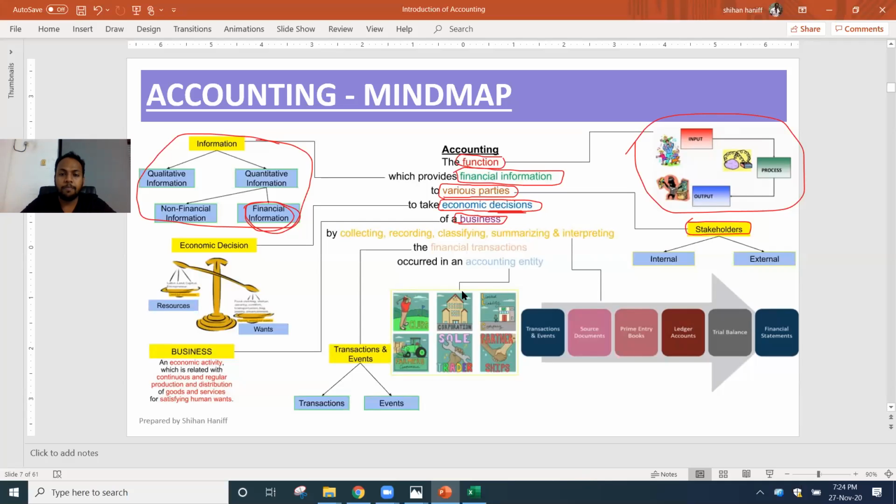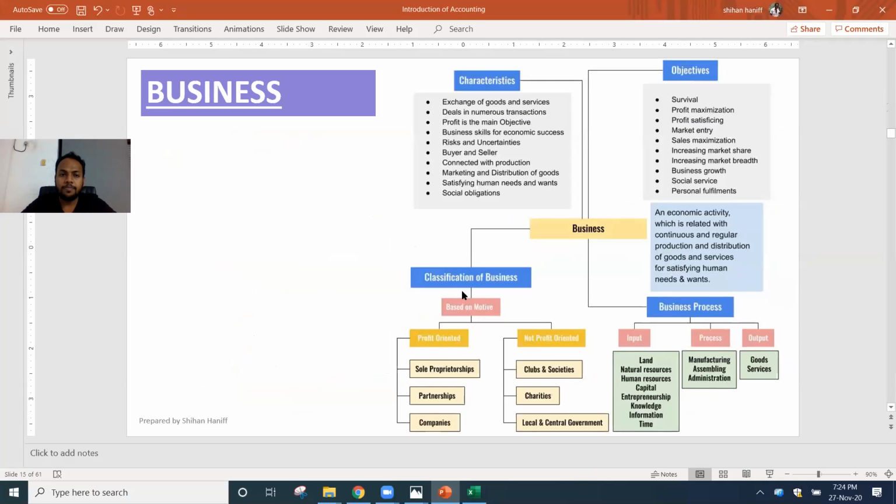So what is a business? There are many things that you need to learn about business. You learn a few basic definitions here, and later under terms we will learn all other factors as well. So business is an economic activity which is related with continuous and regular production and distribution of goods and services for satisfying needs and wants. It's an economic activity. It's continuous. Regularly you do that activity. There is a production and distribution of goods and services, satisfying human wants and needs.